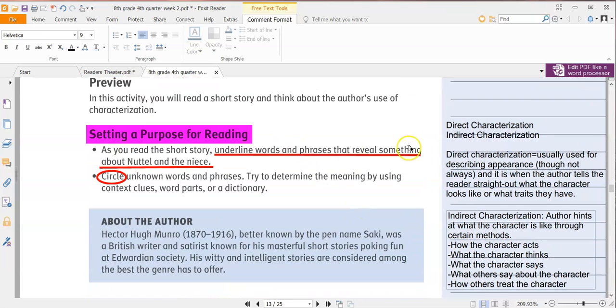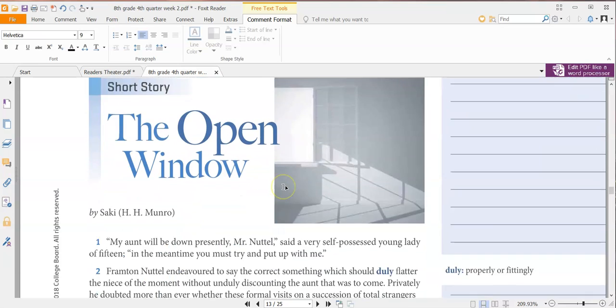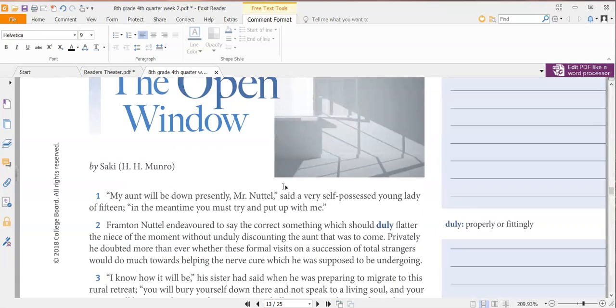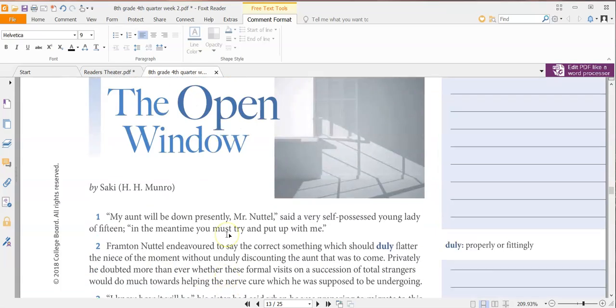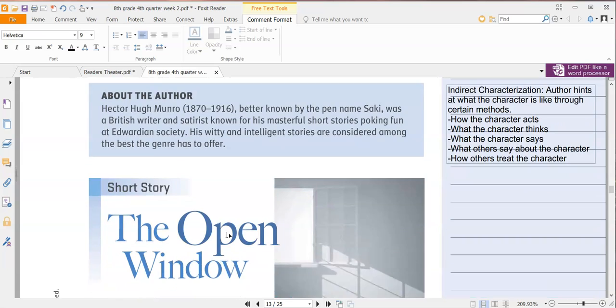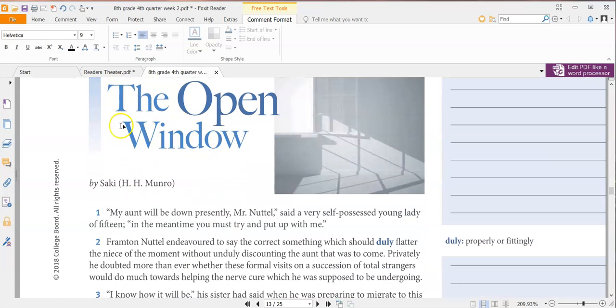So when we're underlining words that reveal something about them, these are oftentimes the things that are going to be doing the revealing. So let's go ahead and look at this piece. I'm going to read the first few paragraphs with you and show you how I would annotate it, and then the rest is up to you. This is called The Open Window.